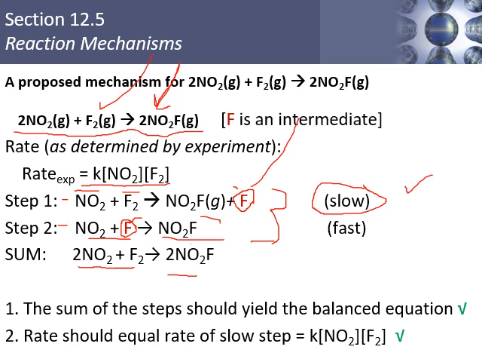And now look back up to see if that matches what they found experimentally, and it does. So both things work here. When we add up all the steps, we get the right reaction, and also the rate laws match. So it's very likely that this is the correct mechanism.